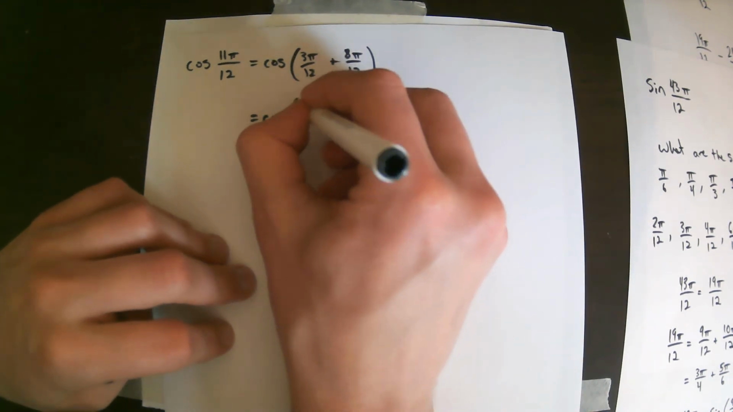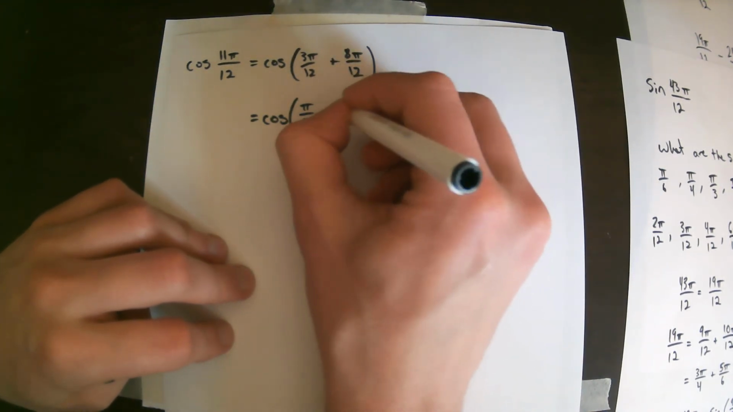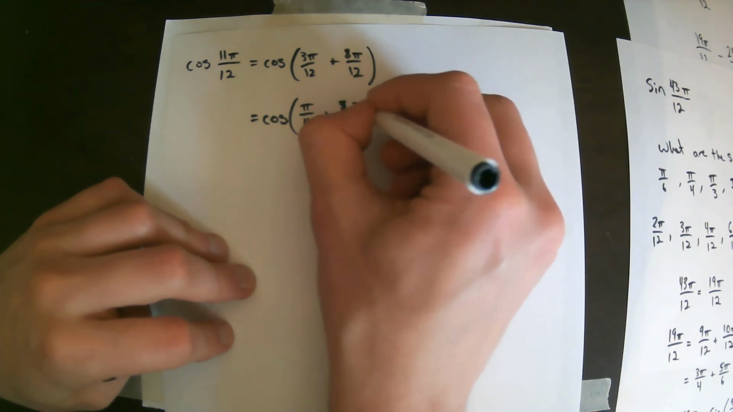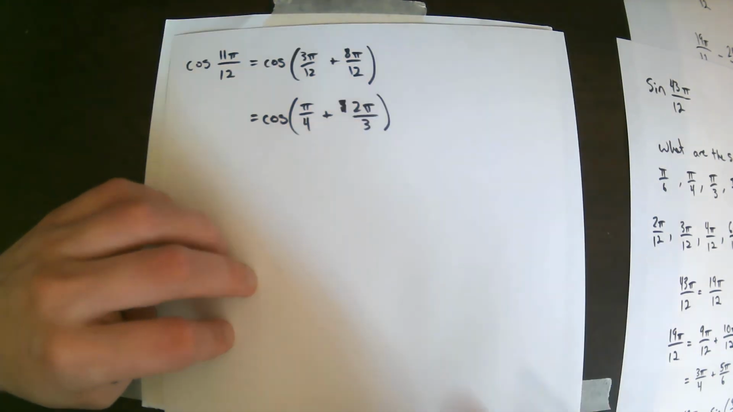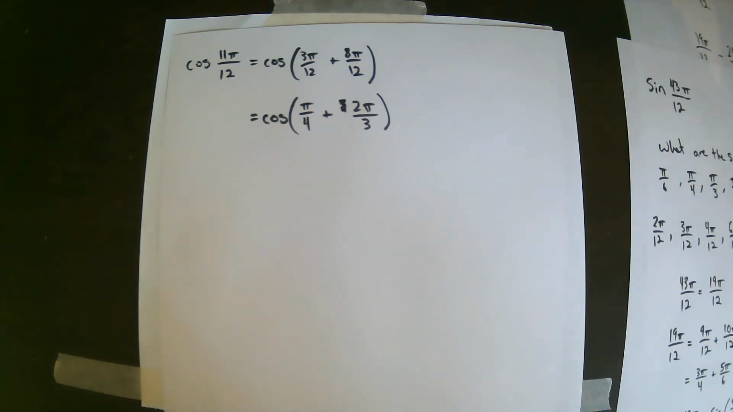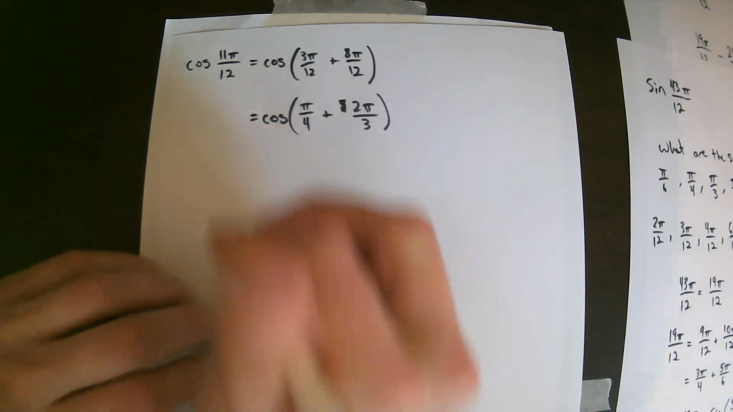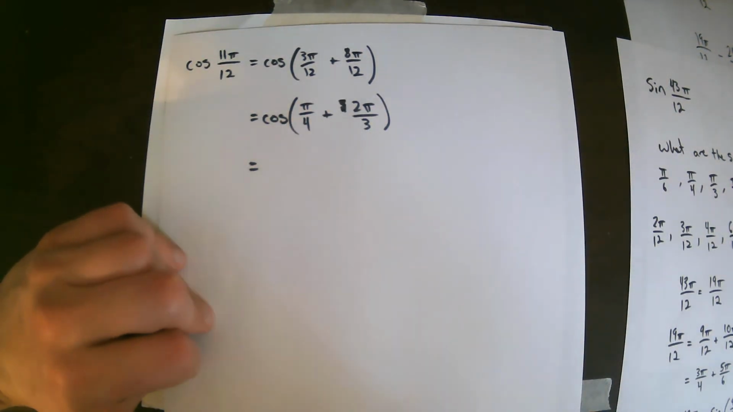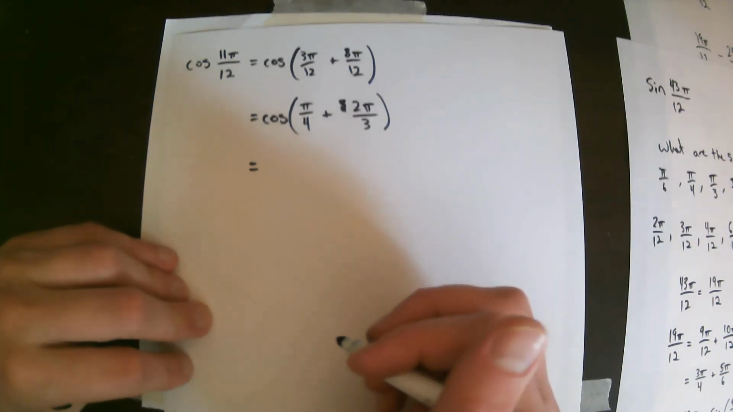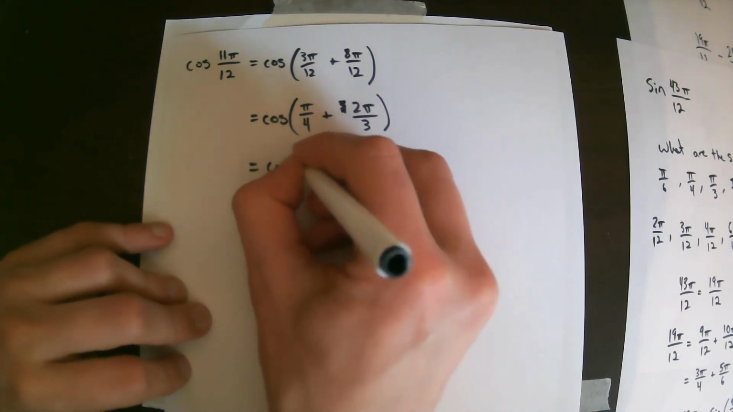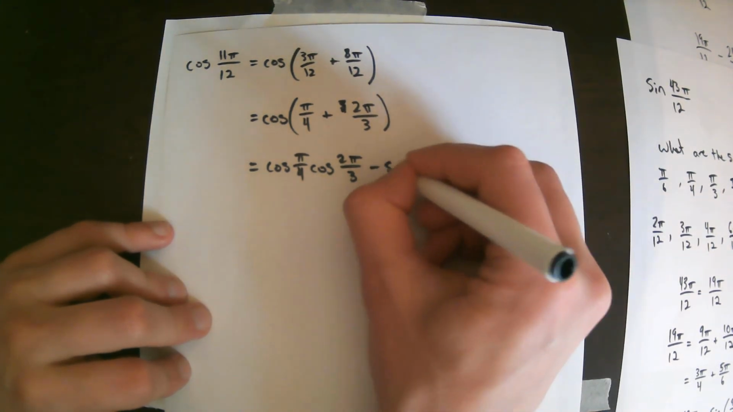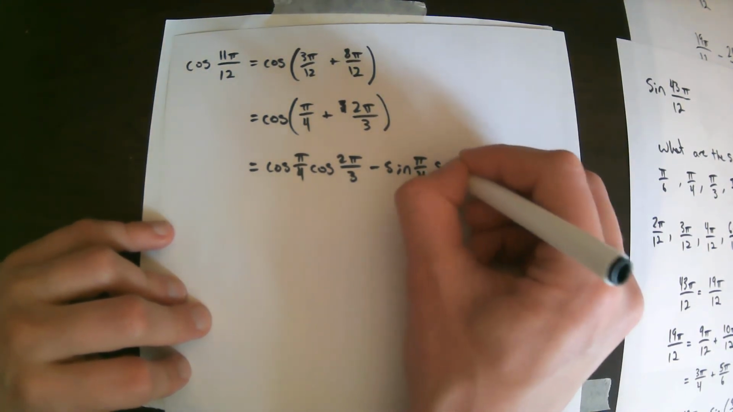And now I'm ready to use the formula. Actually, before I do that, let me go ahead and re-simplify these so I know exactly what angles I'm working with here. And now I can use the formula for the sum of two different angles inside of a cosine, which is going to be cosine of the first times cosine of the second minus sine of the first times sine of the second.